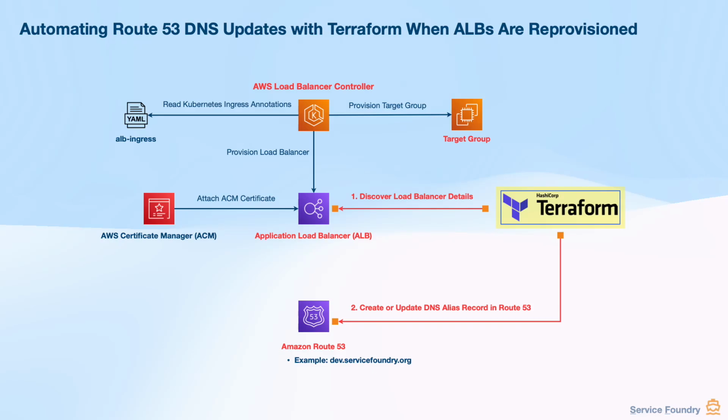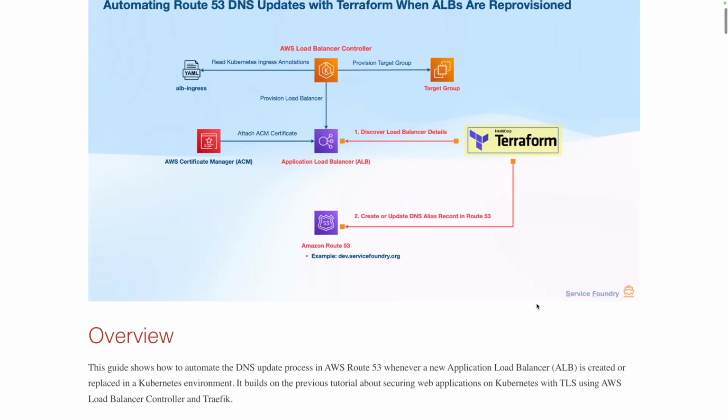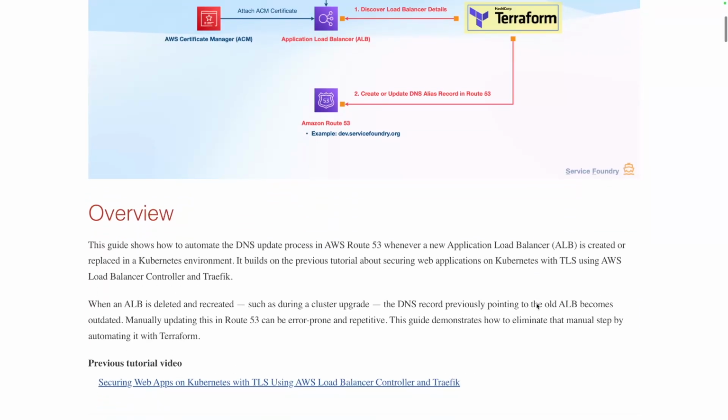Welcome to this walkthrough on automating Route 53 DNS updates with Terraform, a hands-free way to update your DNS records when your ALB changes, like during Kubernetes upgrades. In many Kubernetes environments, especially when using the AWS Load Balancer Controller with Traefik, application load balancers, or ALBs, can be deleted and recreated during changes, like cluster upgrades. But when this happens, your Route 53 DNS records still point to the old ALB. This creates downtime and manual overhead.